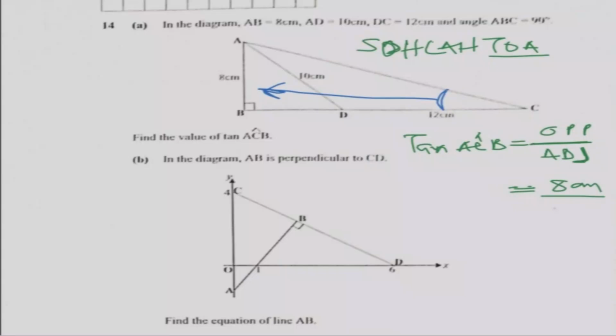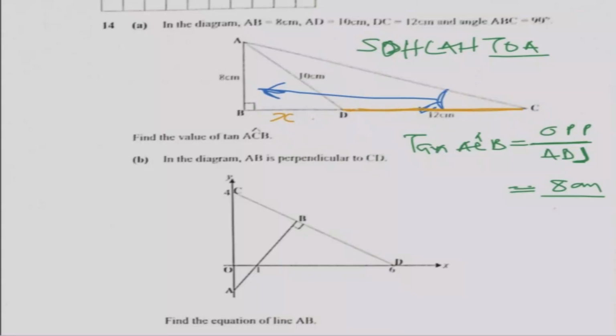Now adjacent to this angle is the length BC. So the adjacent to this angle is this side, which is BC. Okay, now how much is BC? We can see that for BC, part of the measurement is given, which is 12 centimeters, but we don't know this measurement, which we can call x. So we need to find the value of x.